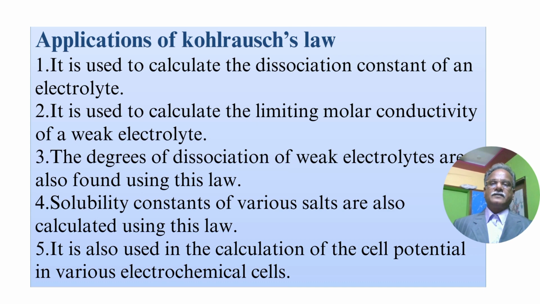Applications of Kohlrausch law. There are five important applications. That is, it is used to calculate the dissociation constant of an electrolyte. It is used to calculate the limiting molar conductivity of weak electrolyte. It is used to calculate the degree of dissociation of weak electrolyte. Solubility constant of various salts are also calculated using this law. It is used to calculate the cell potential of various electrochemical cells. These five are important applications of Kohlrausch law.